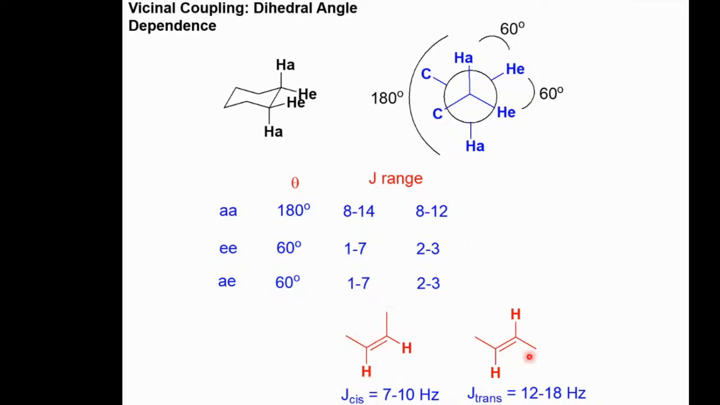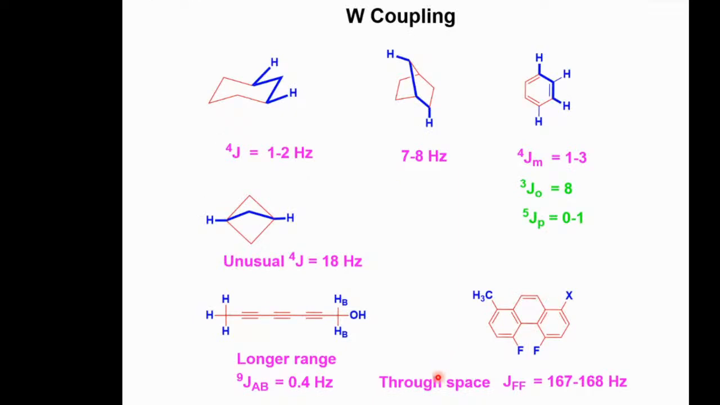Again, cis and trans couplings are different. In the case of cis olefin, the two protons will give a J value of about 7 to 10 hertz, whereas in the case of trans, it's about 12 to 18 hertz. So we can easily determine just from the J value whether a particular olefin is cis or trans. Okay, long range couplings are also possible, allylic and other long range couplings. But these are some very interesting couplings.